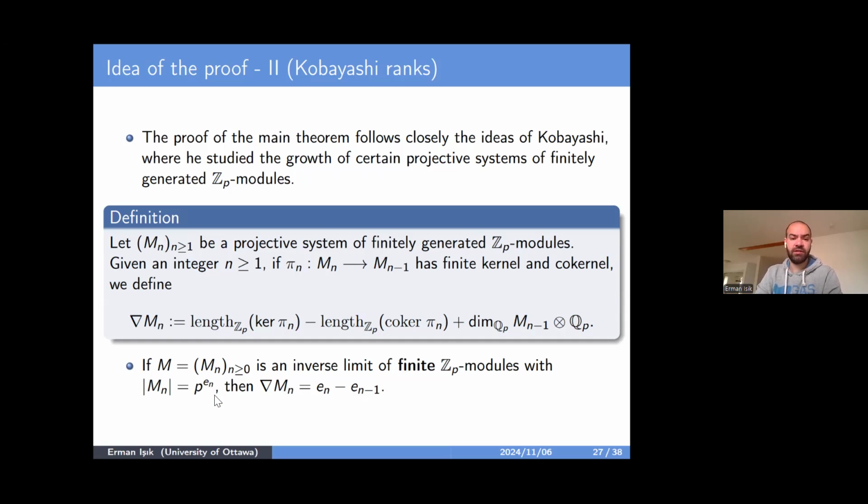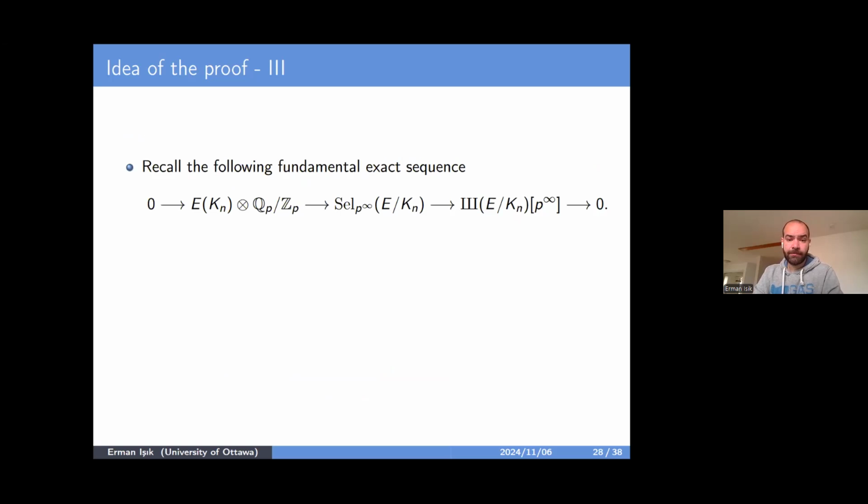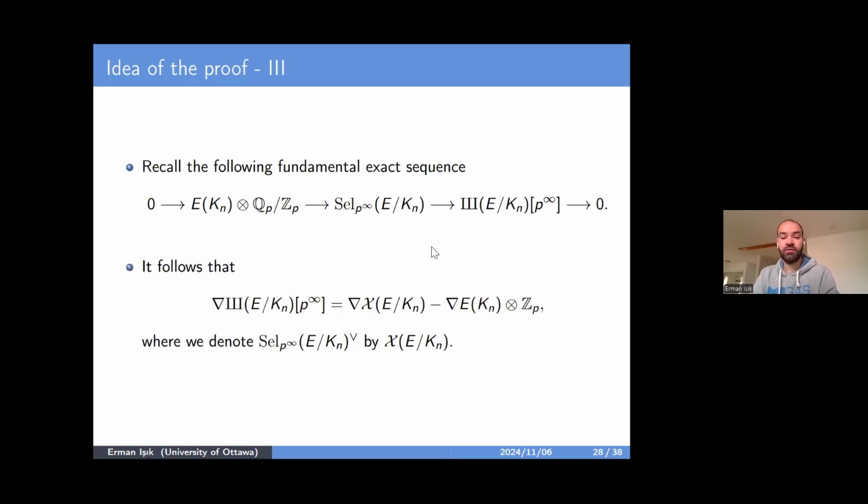So how do we study this? Recall that we have this fundamental exact sequence. And there's a property of the Kobayashi ranks that allows us to obtain the following formula. So the sum of these Kobayashi ranks is equal to the sum of the Kobayashi ranks of this, which is the Pontryagin dual of the P infinity Selmer group, and that.